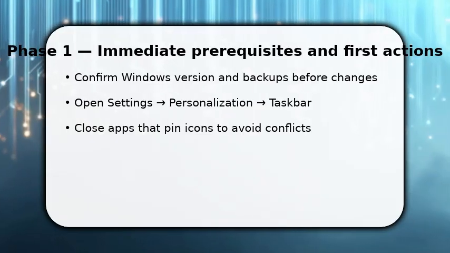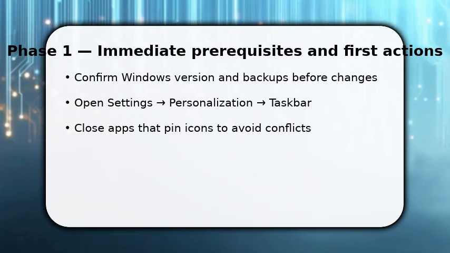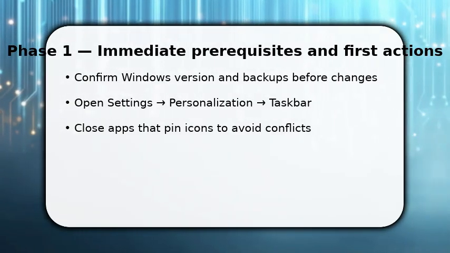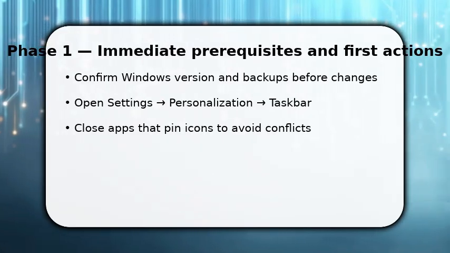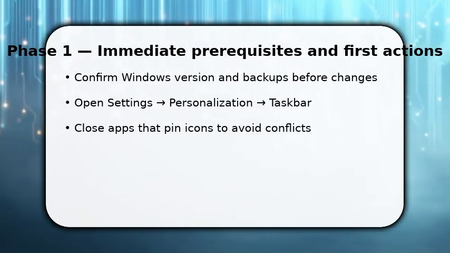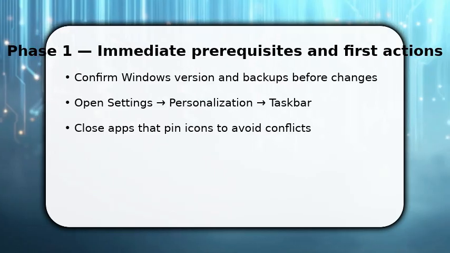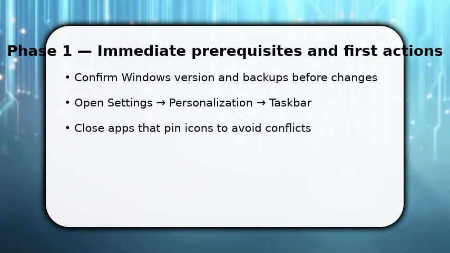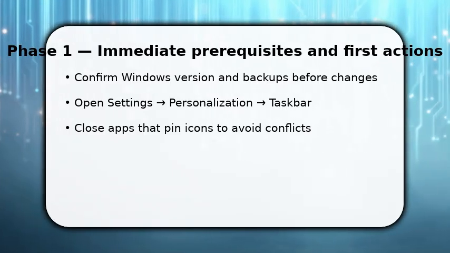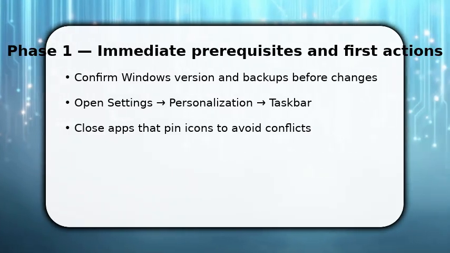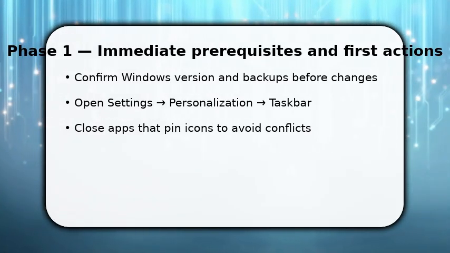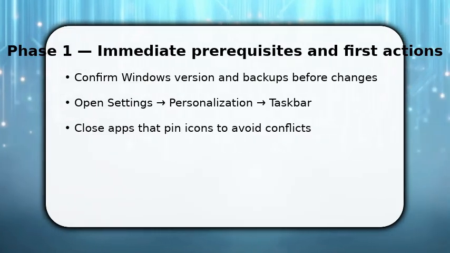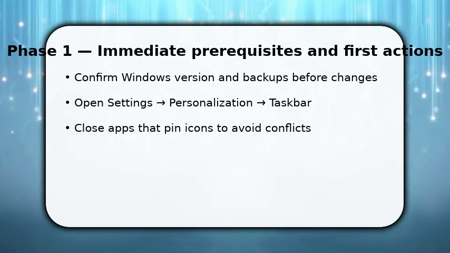You begin by preparing your system and opening the right panel. First, verify your Windows version and make a quick restore point. This prevents accidental loss. Once done, open Settings, go to Personalization, then Taskbar so you land directly at the controls you need. Make sure to close any apps that automatically pin icons. This reduces interference while you adjust visibility. These steps get you into the right place quickly, and they explain why a clean start avoids later rework.